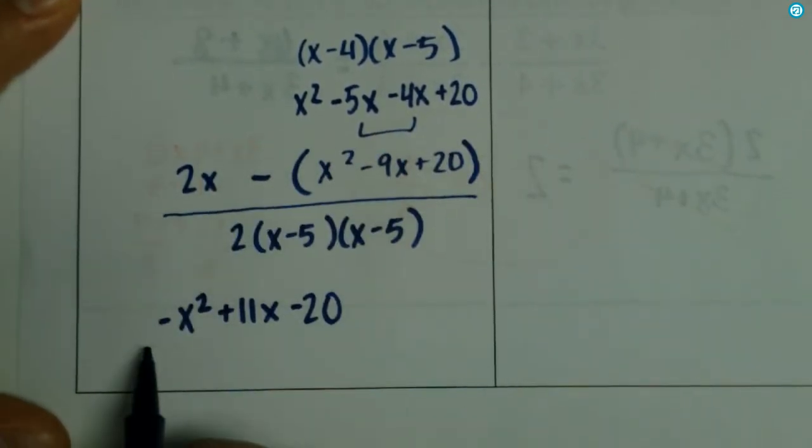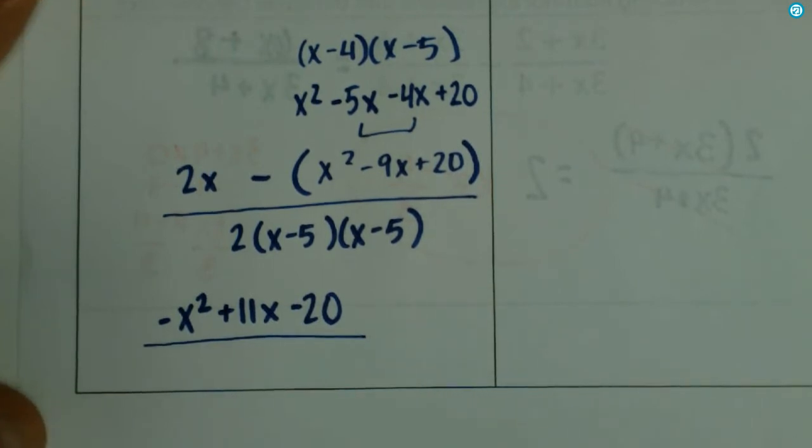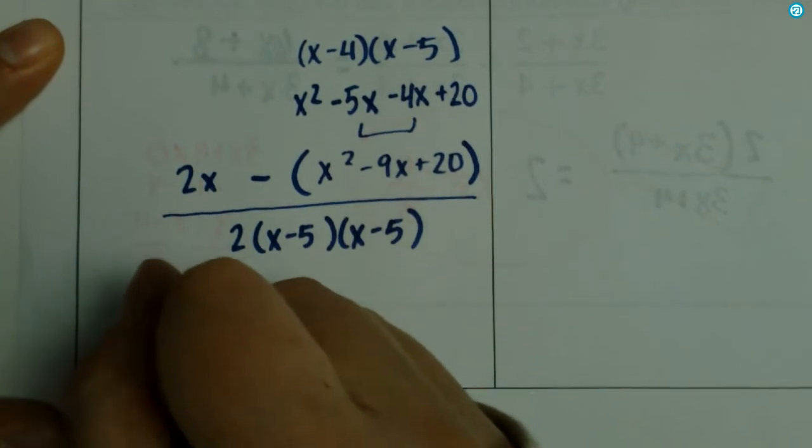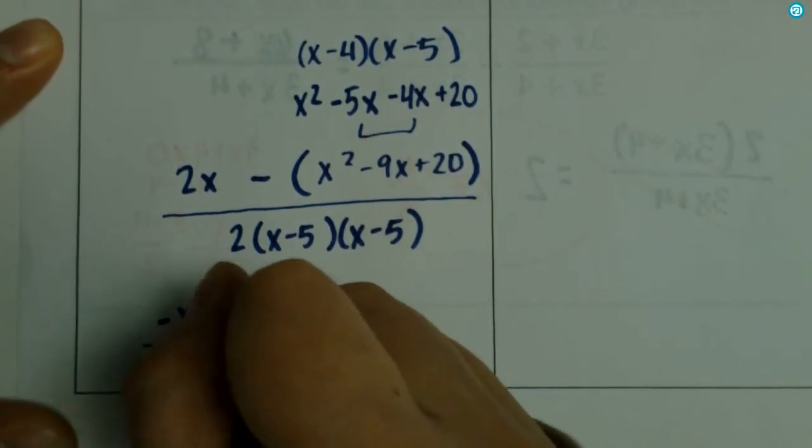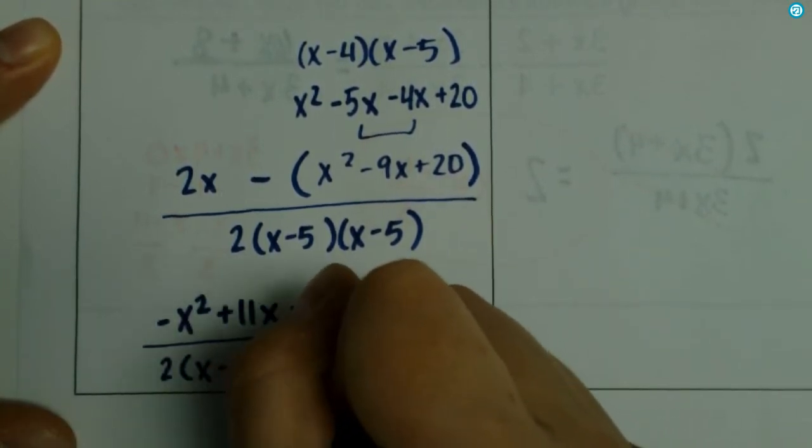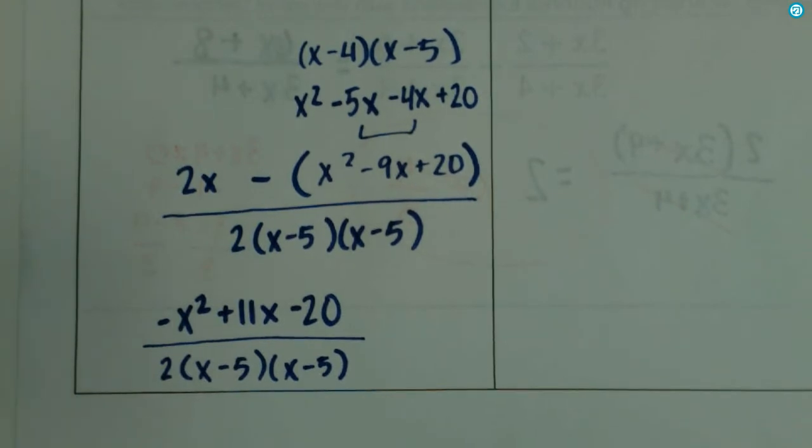At this point, we would want to see if we can factor that at all. You can't. I'm just telling you right now. But if you could factor, you would want to factor and cancel things out. And I'm just putting my denominator back on. You can leave your denominator in its factored version.